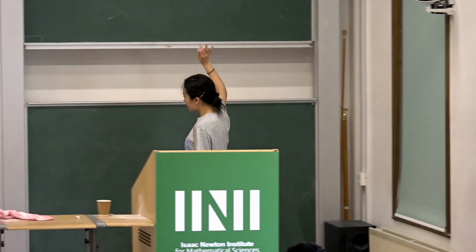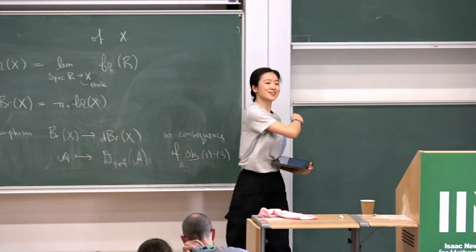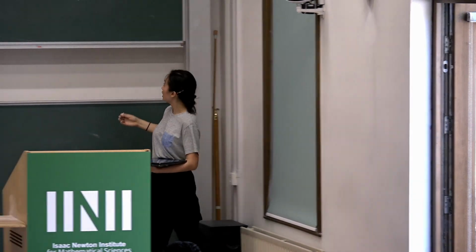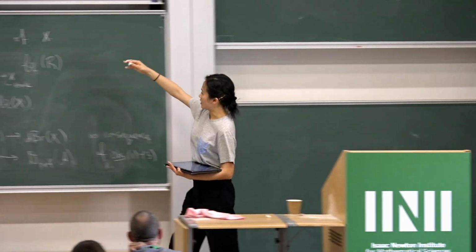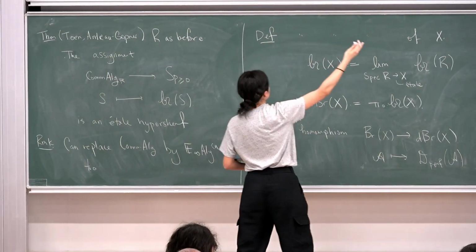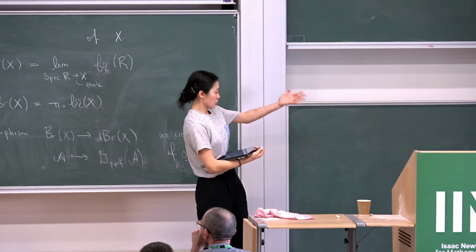Okay, so if we accept this additional factor, then we see that passing to this derived Brauer space gets us the cohomology theory that we want.